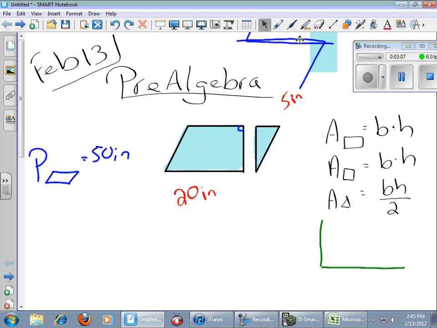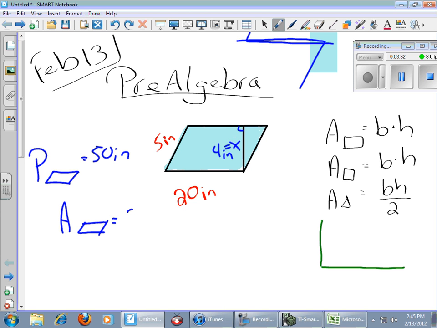So in other words, all I need to know is this number here. And if I know x, well, then I can multiply the base times the height, and I'll have the area of a parallelogram, because a parallelogram is just a rectangle in disguise. Well, I'm going to tell you that this is 4 inches. So the area of a parallelogram would be the base, 20 inches, times the height, 4 inches. And 4 times 20 is 80, and inches times inches is inches squared.